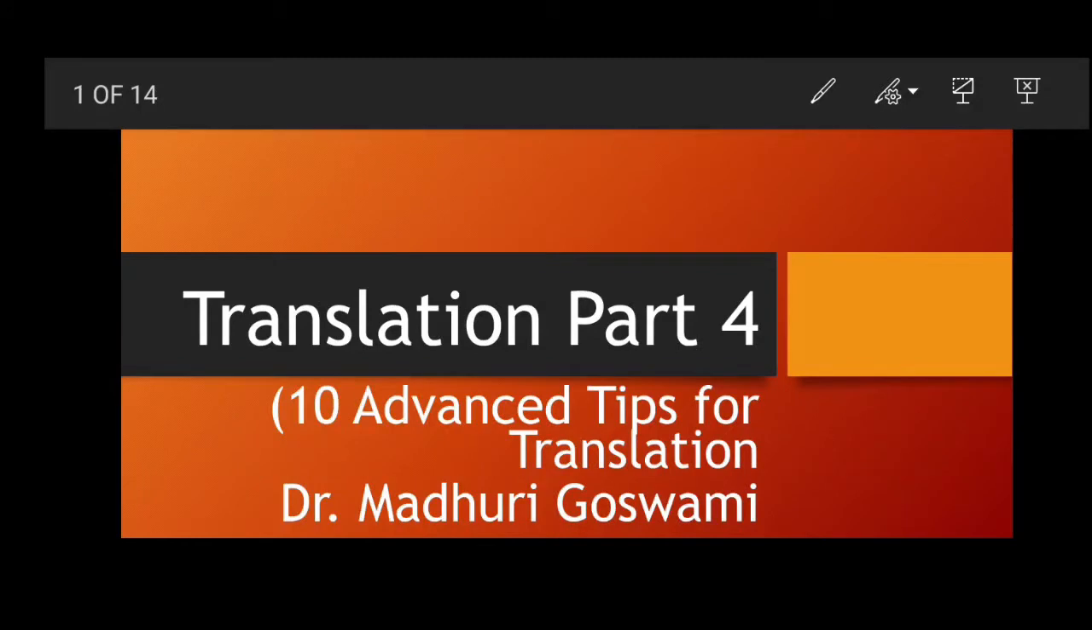Before we get into the lesson, let's understand what is a source language and what is a target language. Suppose you are translating from English to Hindi. In this case, English is the source language and Hindi is the target language. But if you are translating from Hindi to English, then Hindi is your source language and English is your target language. I'm explaining these terms because in this lesson, I'm going to use them.